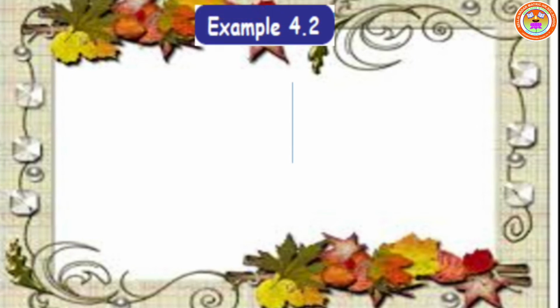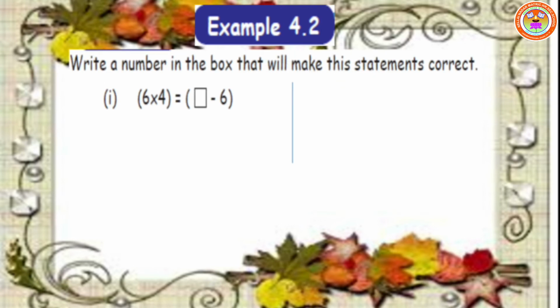Next thing is example 4.2, which is given in your book. Question is, write a number in the box that will make the statement correct. Students, here they have given one problem. Here 6 into 4 is equal to a blank box minus 6. What do you understand from this question? They have given two expressions. First one is 6 into 4 and another expression is where we have to find the number. That number has to be subtracted by 6. We will get 24. How to do this problem? Let us see now.